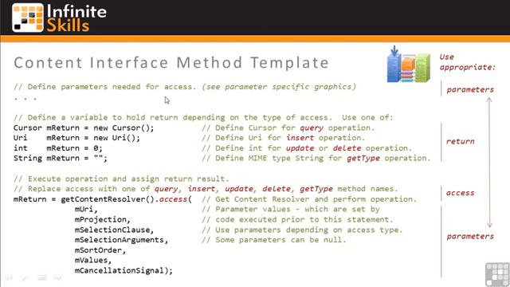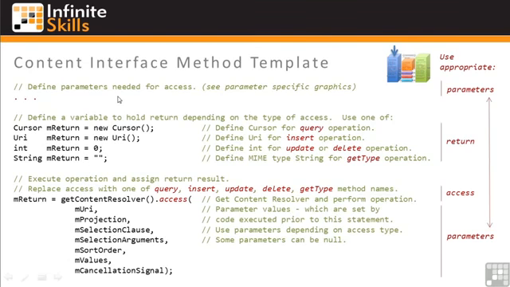Next, you'd define a return value for, say, the insert method, which, as we see here in the comment, is another URI. So you could use the statement as shown here: URI mReturn equals new URI. Next, you'd code the statement to execute the appropriate access method in the content resolver, say insert. You'd substitute insert for access. Then you'd include the appropriate parameters. For an insert, those would be URI, mURI, and values, or the parameter name mValues we're using here. And these, once again, would have been defined up top in our first code section.